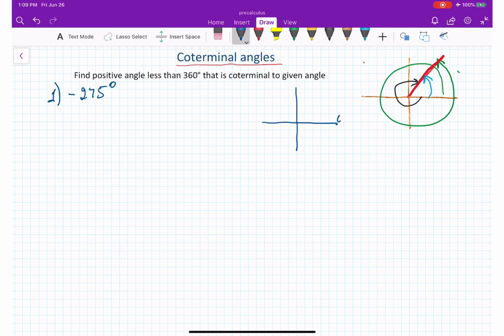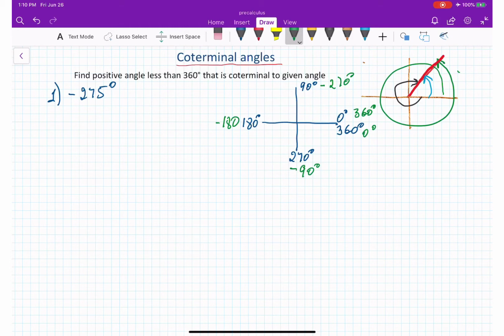First of all, I know that this is 0 degrees, 90 degrees, 180 degrees, 270 degrees, and 360 degrees, one rotation, one revolution. And if I go clockwise, it still will be 0 degrees, negative 90 degrees, negative 180 degrees, negative 270 degrees, and back to negative 360.